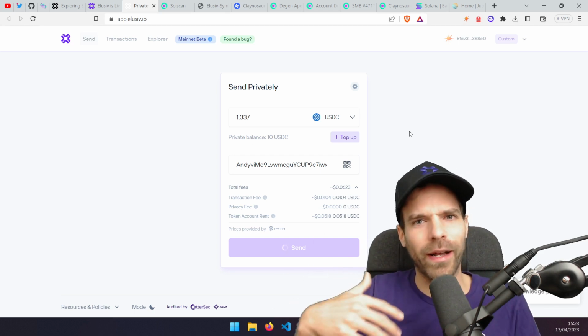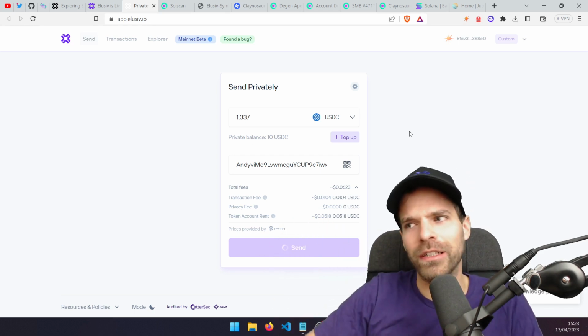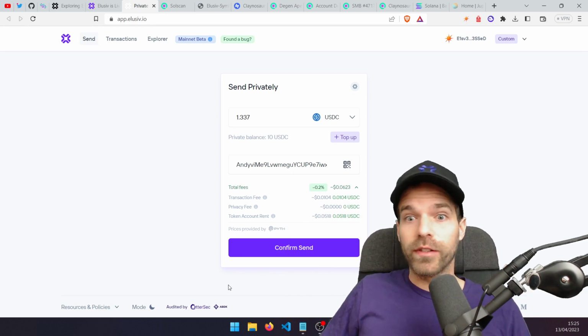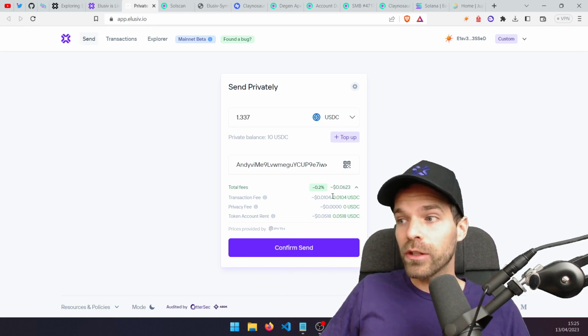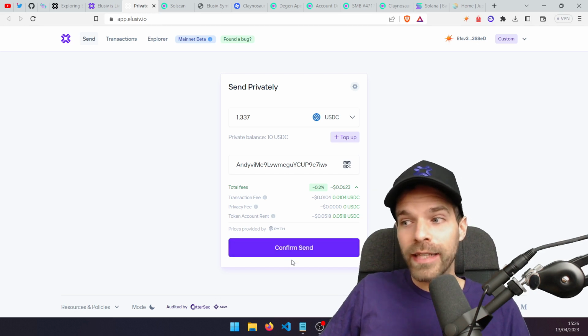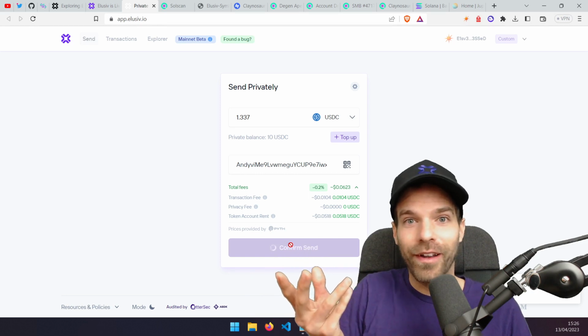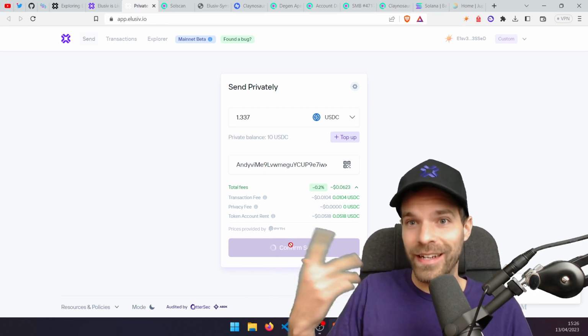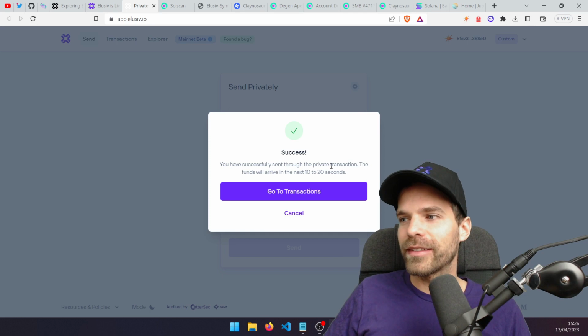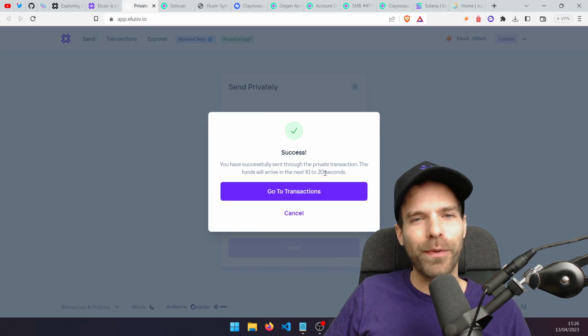Building that proof takes a while. That's why I'm still talking here. Okay, the proof was built and we see the actual transaction fees now, lower than expected, still 6.23 cents. And all we now need to do is hit confirm send and it's done. We don't need to sign anymore. And now it's actually doing the sending. And there we have it. We successfully did our first private transaction.